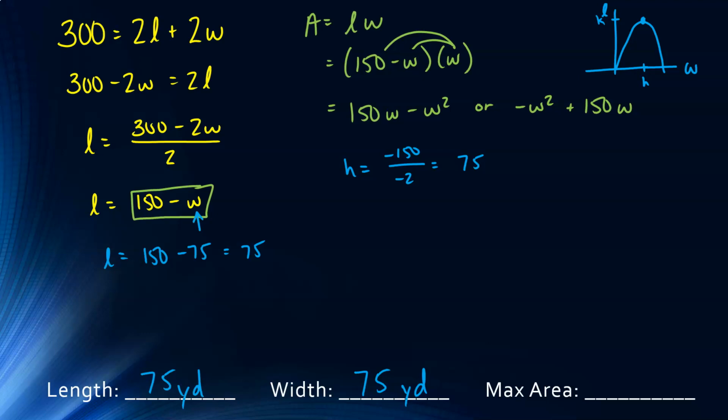So the maximum area, like we said, area is length times width. So we would just take 75 times 75. And when you do that, you get 5,625. And this would be in square yards, would be our area. So that's how you do a maximizing area problem. A little bit simpler than maybe some of the other ones that we've seen.